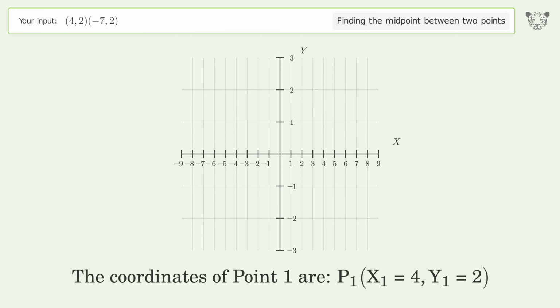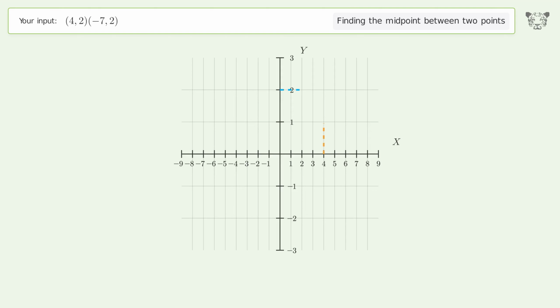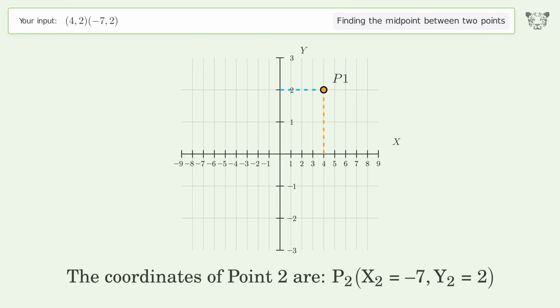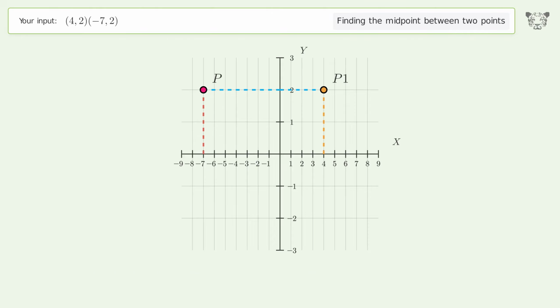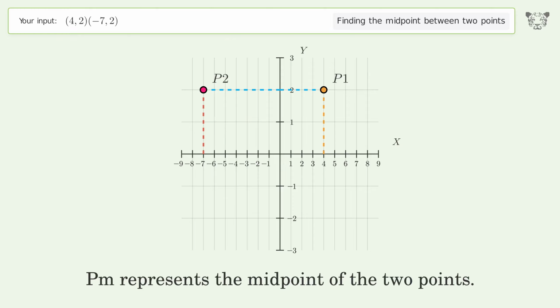The coordinates of point 1 are x1 equals 4, y1 equals 2. The coordinates of point 2 are x2 equals negative 7, y2 equals 2. PM represents the midpoint of the 2 points.